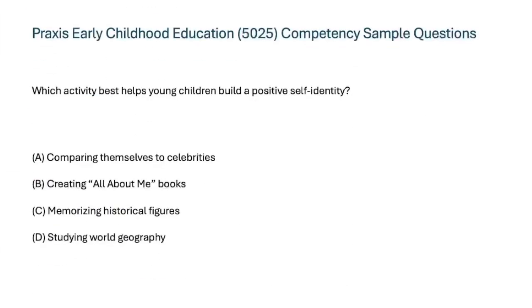Which activity best helps young children build a positive self-identity? Would it be A, comparing themselves to celebrities, B, creating all about me books, C, memorizing historical figures, or D, studying world geography? One thing I want to point out in this question, anytime children are asked to reflect on or describe themselves, identity is at the center. And if we're looking at positive self-identity, focus on exploring social emotional learning strategies that help develop self-awareness and identity.